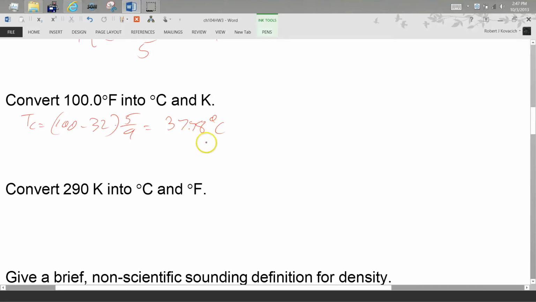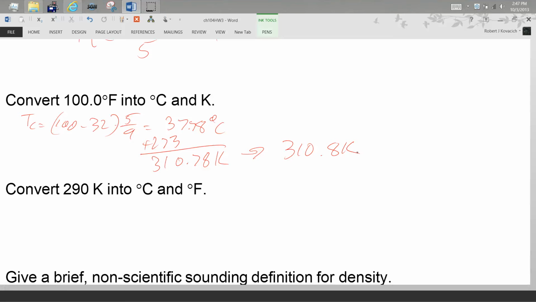All right, so there's my Celsius, and then to get my Kelvin, I'm just going to add my 273 to this, and I get 310.78 Kelvin. So 310.8 Kelvin. Is that right? 1.9. I think I did the 273.15. Oh yeah, if you throw in the 1.5, then it would go to 8. Yeah, I don't have that in there yet, but it could be 1.5.